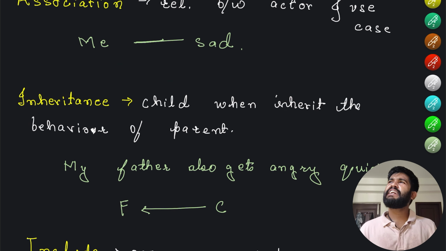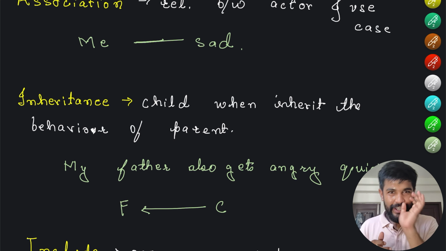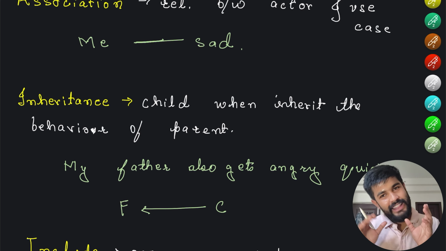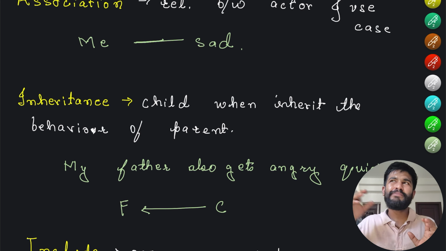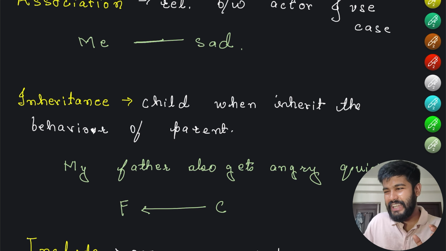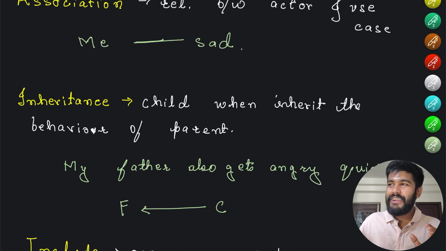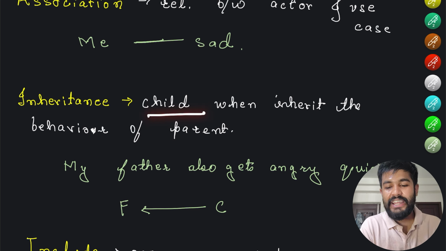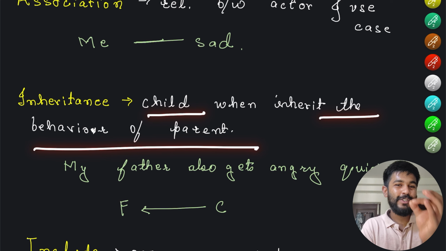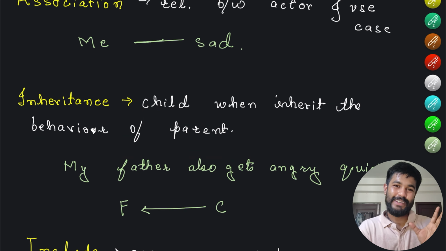So we say now your father also gets angry, that is why you also get angry. This is inherited. We hear this a lot in real life, and this kind of relationship is known as inheritance, or sometimes it is also called generalization. Leave it, I don't find it to be more intuitive. I find inheritance to be more intuitive. So, when the child inherits the behavior of the parent, it is known as an inheritance relationship.